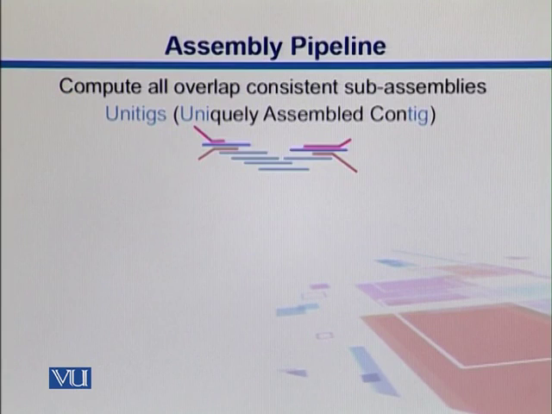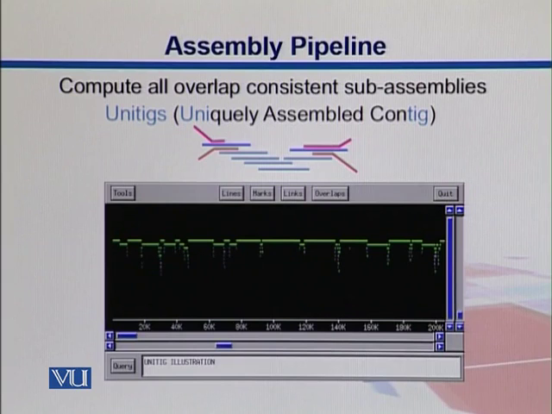Next we do unitigging. Unitig is basically derived from two words, uniquely assembled contigs. So we compute overlaps, consistent subassemblies, and we put these overlaps together, and you might have seen in your molecular biology courses a technique called chromosome walking. So with the help of these overlaps, you can assemble the larger fragments, and in the end we try to get a uniquely assembled contig.